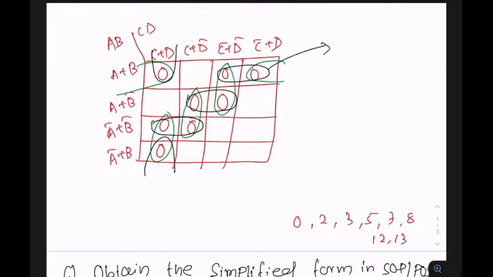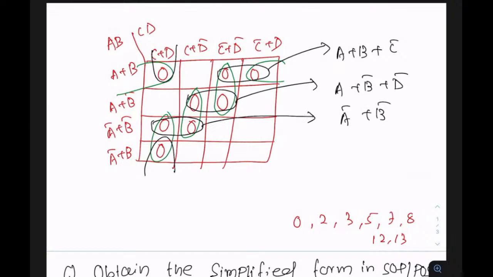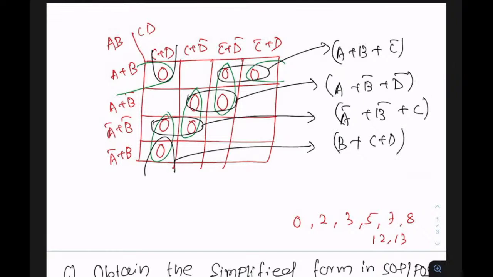For the black pen, for this one, from the row I get A plus B, and from the column you get C bar. For this black one, you get A plus B bar from the row, and from the column you get D bar. And from this, you get A bar plus B bar from the row, and from the column you get C. And for this one, from the row you get only B, and from the column you get C plus D. And finally, you have to take the product of them. So that will give you the final answer.